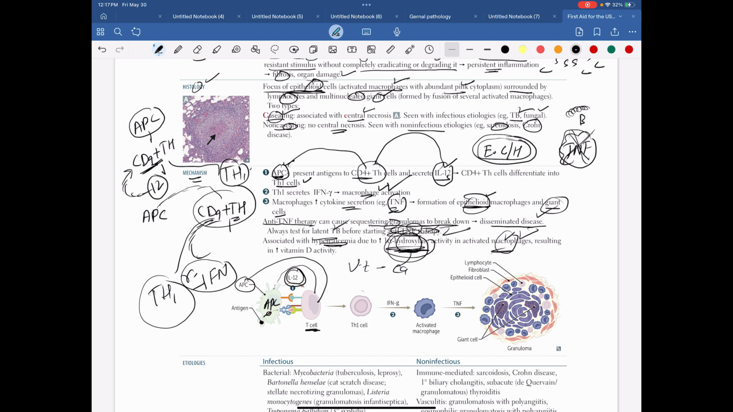So this is the T helper 1 cell, and this T helper 1 cell will secrete gamma interferon. This gamma interferon will go and activate the macrophages. When the macrophages are activated, they will secrete tumor necrotic factor, and when you have more tumor necrotic factor, your macrophages will become further activated, and when your macrophages become activated, you will get a granuloma. So this is very, very important.